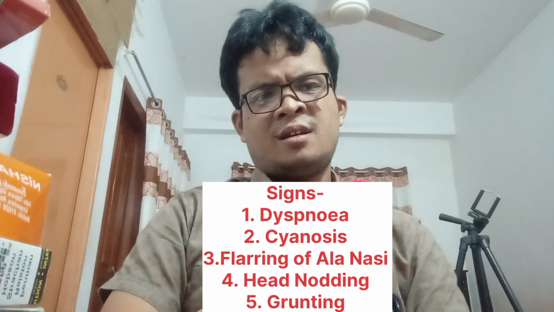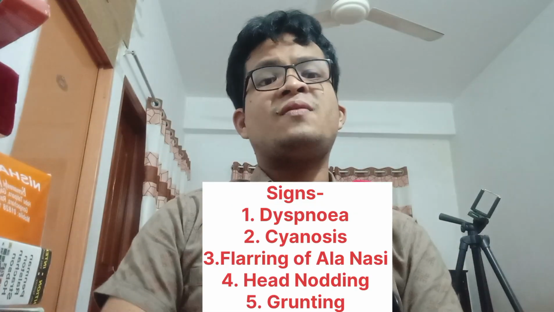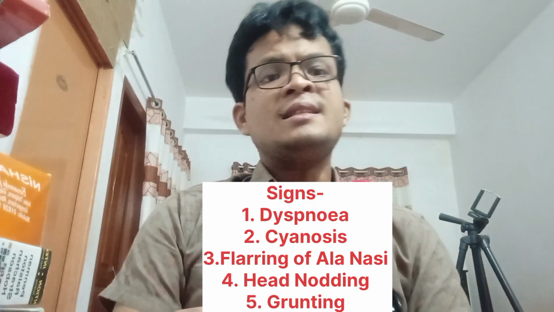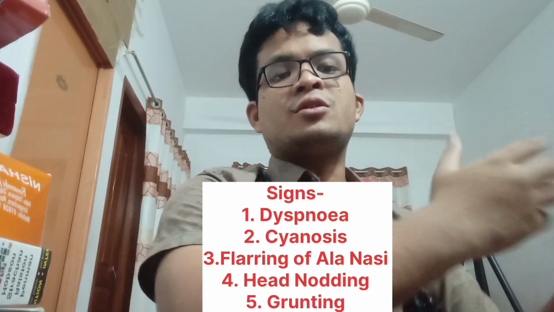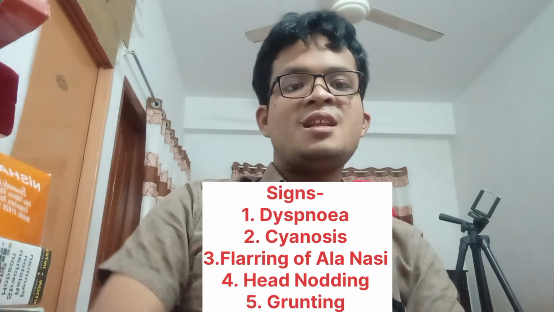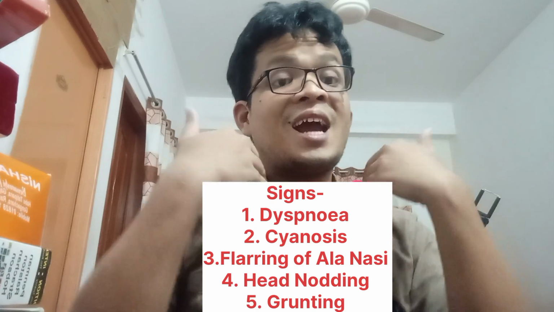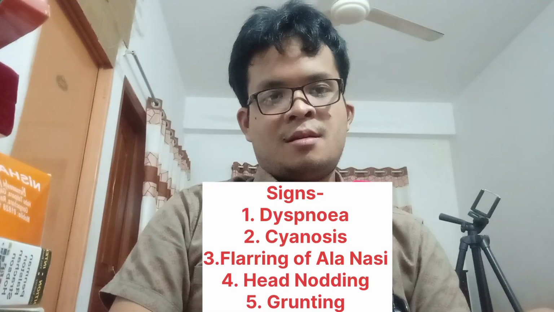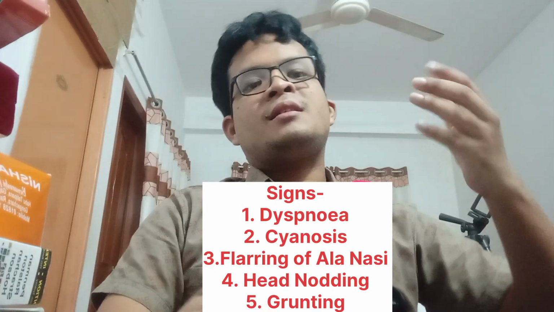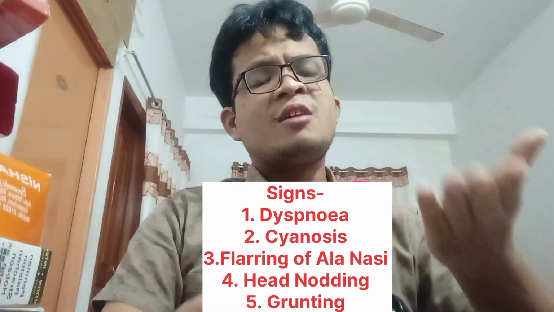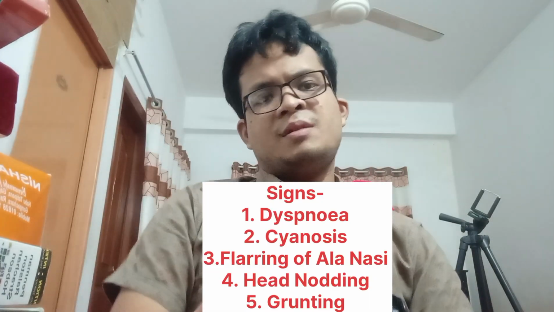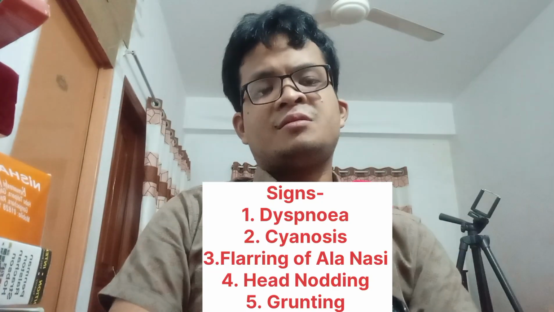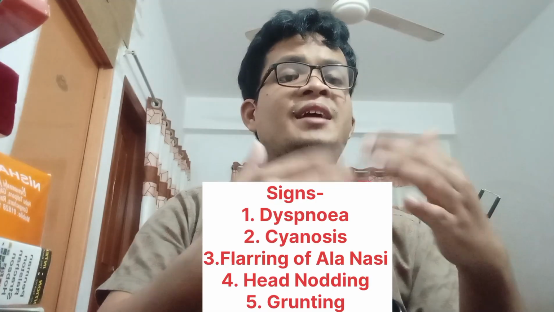So what are the signs that we can see in that child? Number one, the child will be dyspneic. Dyspneic means the child will be in difficulty in breathing. Then the child may be cyanosed. Cyanosed means bluish coloration of the skin and mucous membranes. So the child will look bluish. Then there may be head nodding, which means forward or backward movement of the head during inspiration and expiration. This is called head nodding.